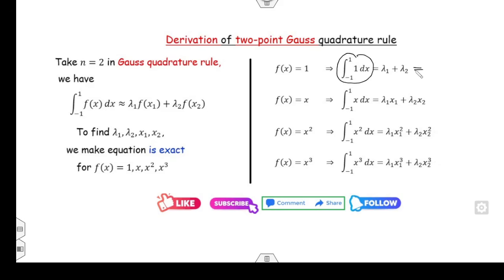The answer of this will be 2. So 2 is equal to lambda 1 plus lambda 2. Fine. Can you find the integration of x? It is x square by 2 from minus 1 to 1, which is half minus half, that is 0. So 0 is equal to lambda 1 x1 plus lambda 2 x2. Similarly, the next is 2 by 3, and for x cube it is 0.